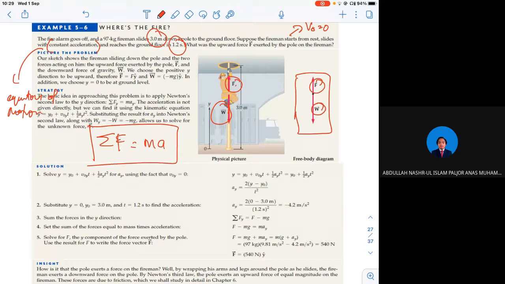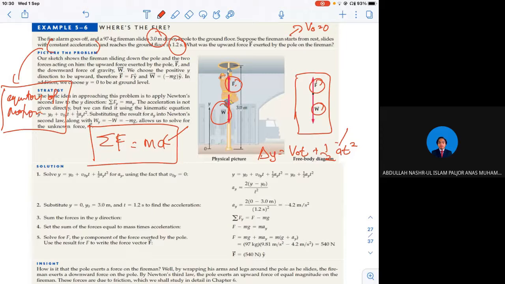So our focus should be on summation of F equals ma. But now we don't have a. How can we get a? We need to use an equation of motion. We can use a lot of ways to find it, but because we have y, we have t, and we have v naught, we can use this equation. Normally we write it as delta y equals v naught t plus half a t squared. So we can use this one to get a.